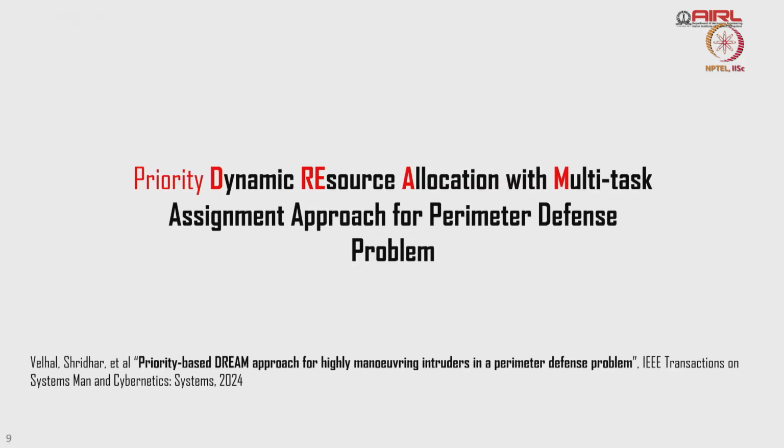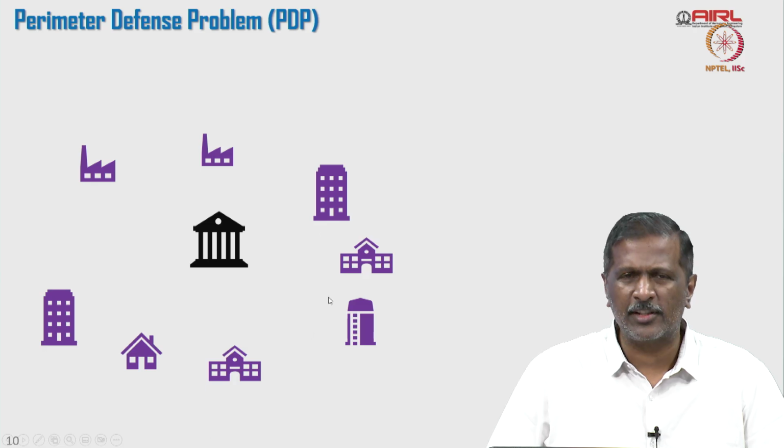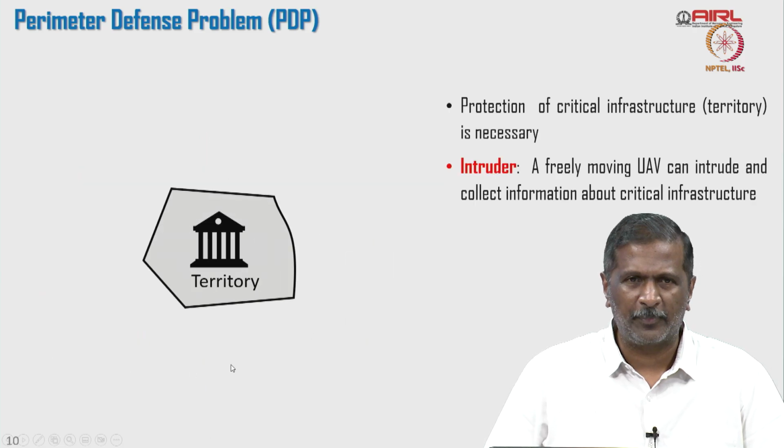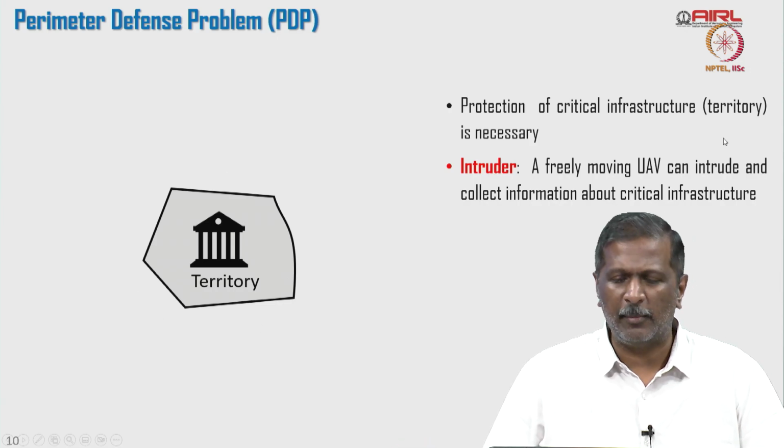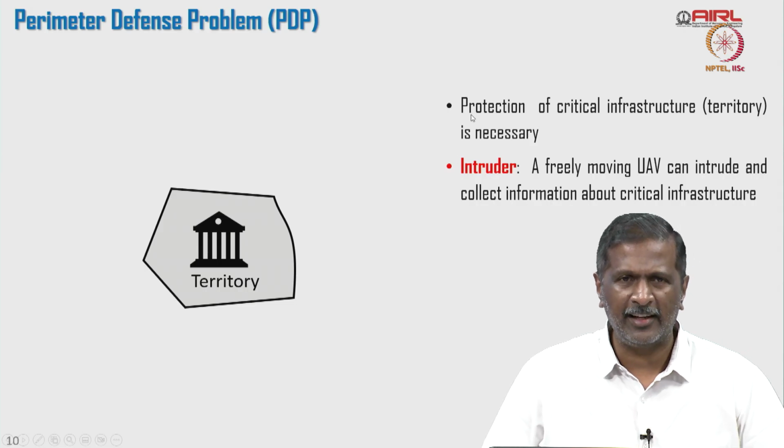Now, let us take one simple problem. Okay. Try to understand how we allocate the resources for a problem which has multiple tasks to be performed by every drone to defend the perimeter. Let us say this is my perimeter where my critical resources are present, and I want to protect this particular perimeter. This is my territory, right. I want to protect this particular territory. I do not want anybody to come in. The protection of a critical infrastructure is what we mean by territory here. I want to protect that.